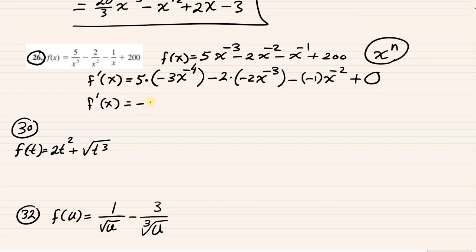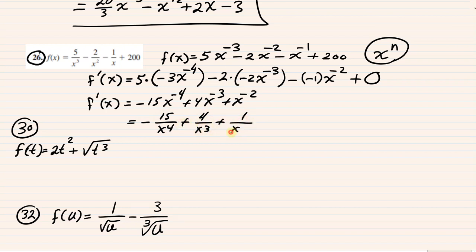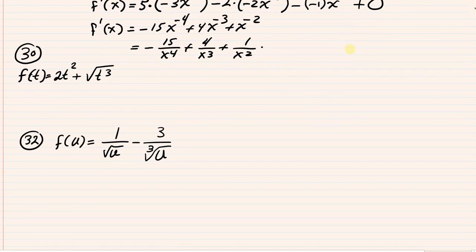So this becomes negative 15x to the negative 4 plus 4x to the negative 3 plus x to the negative 2. Now remember, we do not wish to have negative exponents, so the final answer without negative exponents would be negative 15 over x to the 4th plus 4 over x cubed plus 1 over x squared. And there you have that. And that's it. You don't need to get LCD for me again. This is good enough. Now let's take a look at number 30.